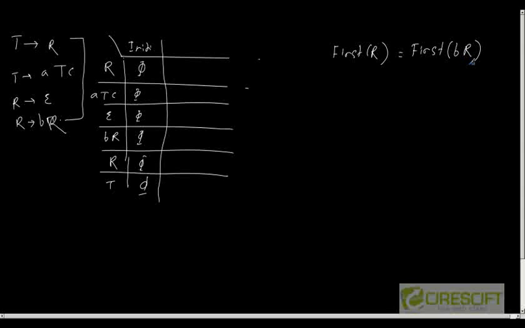But what is BR? It will be B, but R is nullable. You should check that. If R is nullable, then what will be first of BR? It will be first of B and first of R again. Okay, so it is basically B.